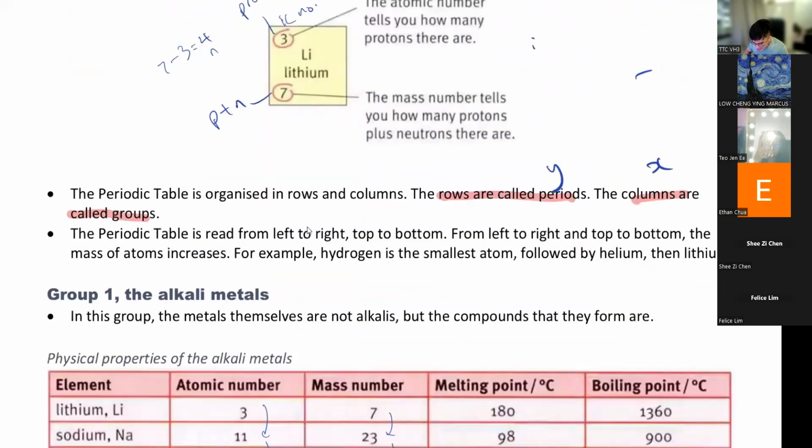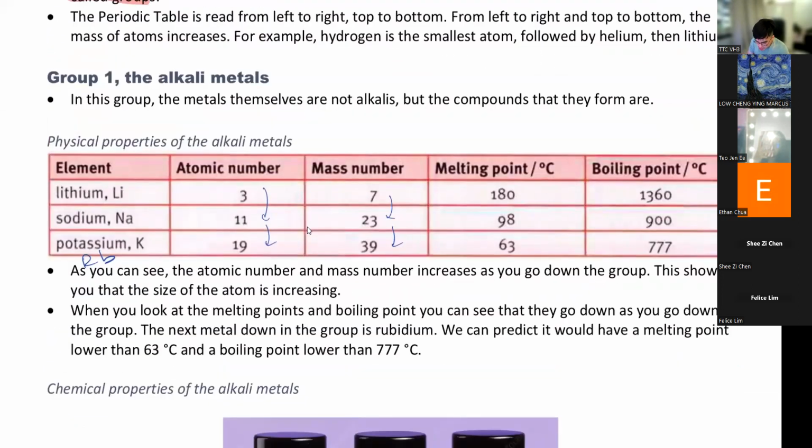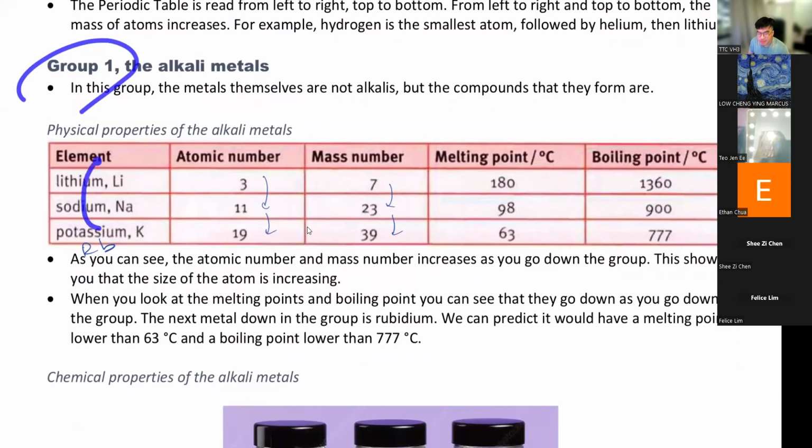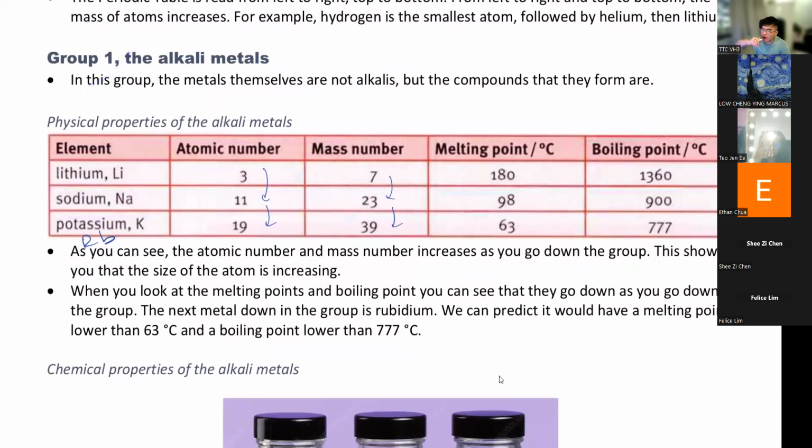Anyway, we have finished group 1. As I said, these are the crazy elements, because group 1, whatever it is, you throw them in water, they are going to explode.